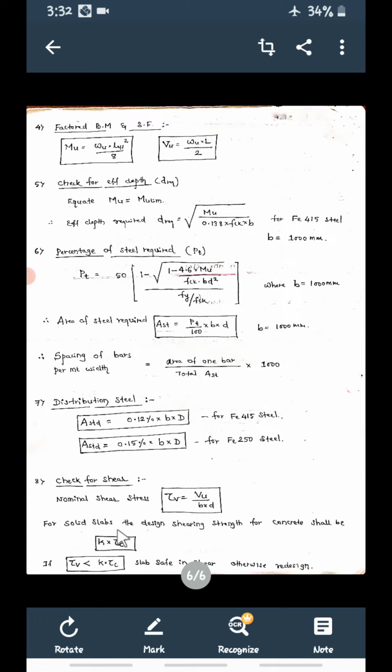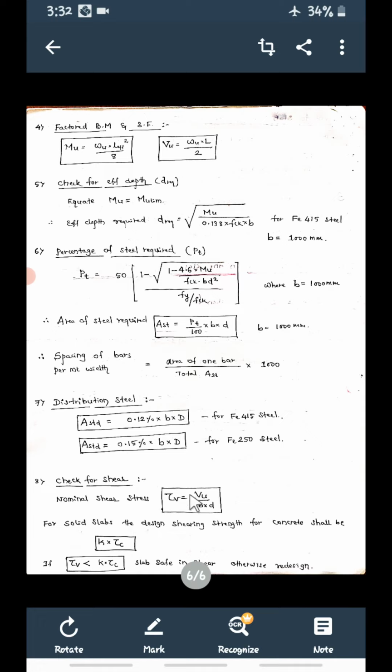Again for a solid slab, the design shear strength or permissible shear strength of concrete shall be calculated. In the previous case you only calculated tau C. Now in the design of slab, whatever tau C value you calculate will be multiplied with K. When we start the problem, we'll see how to calculate this. But right now remember, tau C you calculate as usual depending upon the percentage of steel. Then that tau C will be multiplied with K. Now compare tau V and K into tau C.